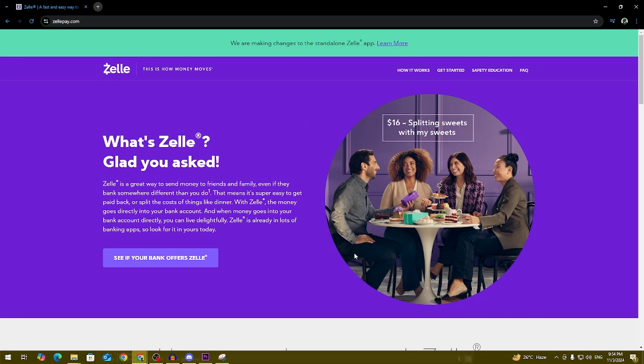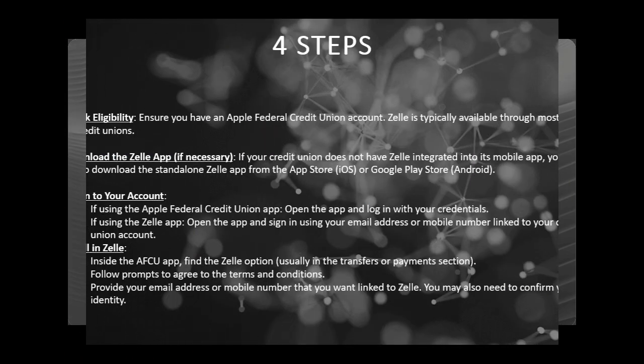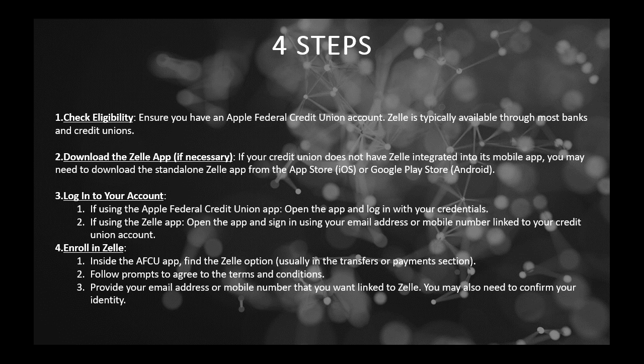Hello everyone, today I'm going to show you a step-by-step guide on how to use Zelle with Apple Federal Credit Union to send and receive money. First of all, we need to set up Zelle with Apple Federal Credit Union. So basically there are 4 steps. First, we need to check the eligibility, and secondly we need to download the app.